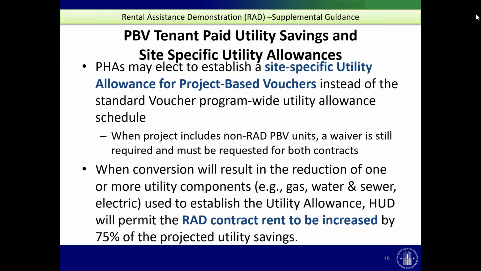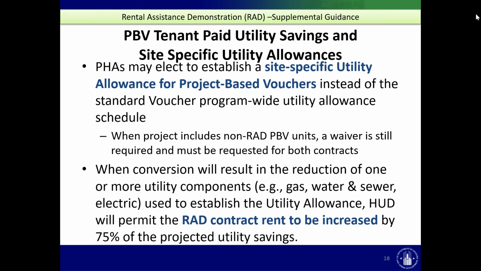With the caveat that when a project includes both RAD and non-RAD units, a waiver is still required. HUD is still open to those, and we've put this requirement in to make sure that the PHA is requesting the waiver for both contracts and not creating a disparate treatment for the residents.